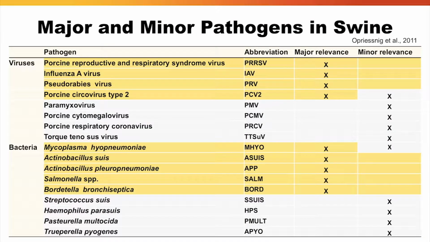As far as the bacteria goes, you can see that mycoplasma, Actinobacillus suis, and Actinobacillus pleuropneumoniae, and a couple others are listed of major importance because they can cause disease on their own. But the minor relevance ones listed there would go back to what we saw with some of our primary co-infections: Strep suis, Haemophilus parasuis, and Pasteurella, again being considered more secondary agents than primary.